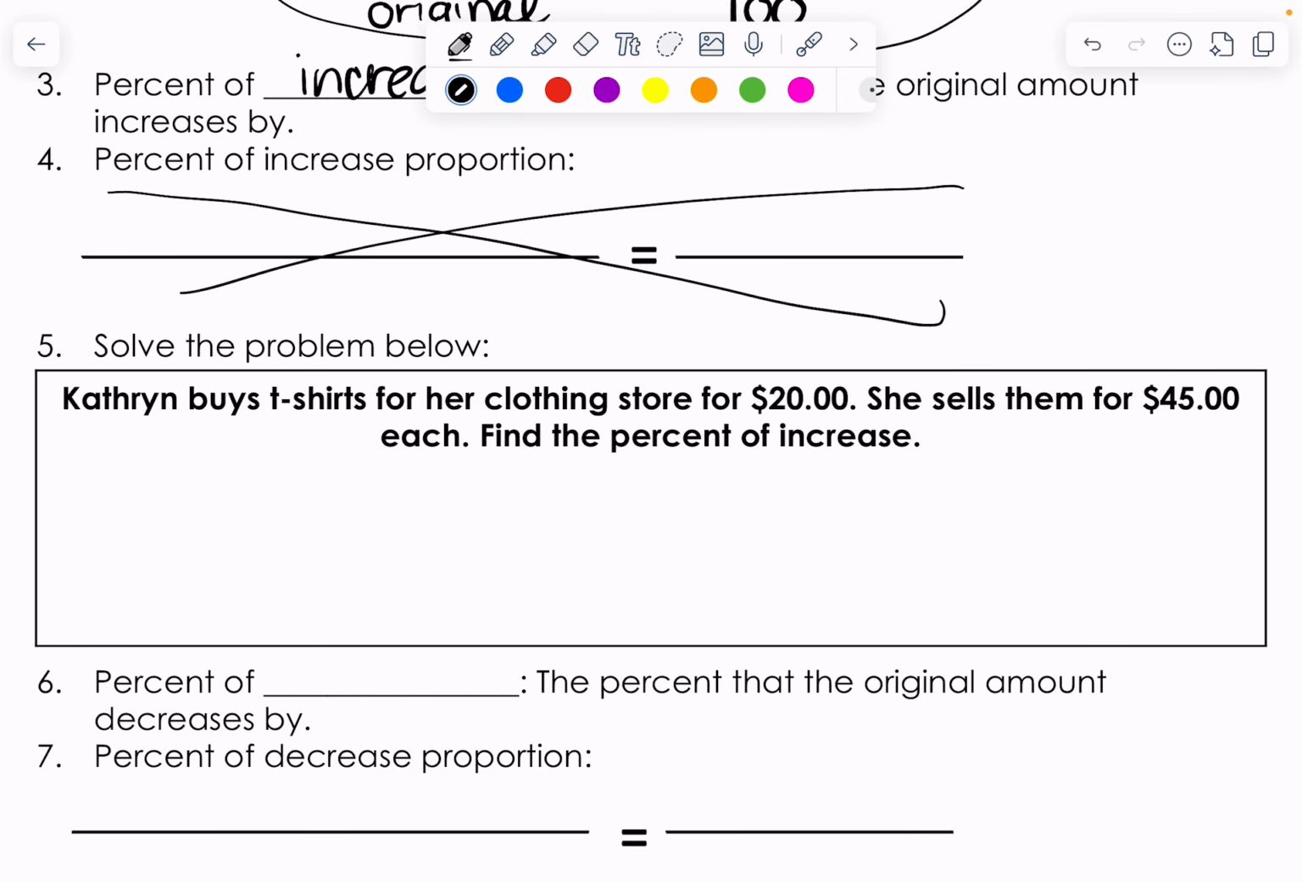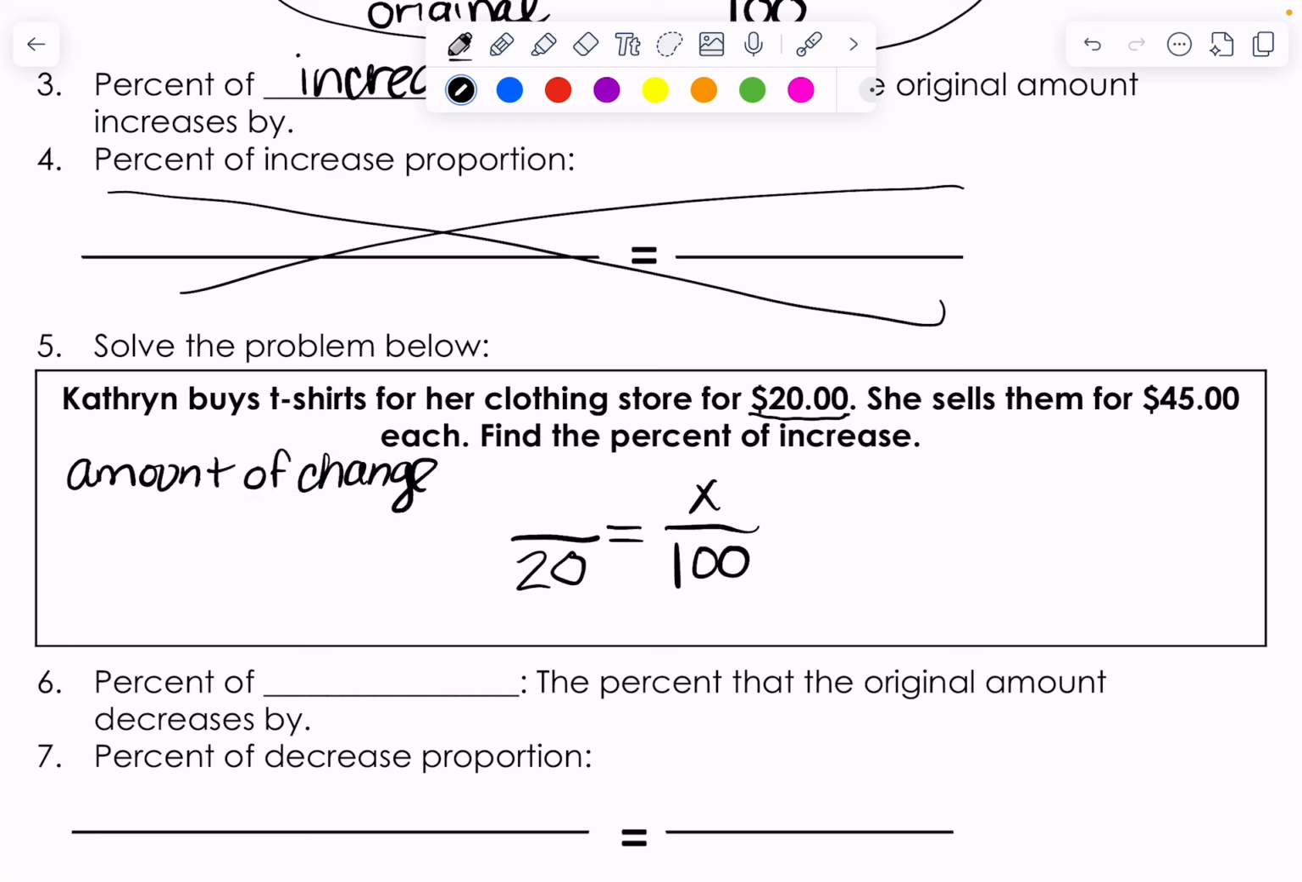Catherine buys t-shirts for her clothing store for $20. She sells them for $45 each. Find the percent of increase. So if I use a proportion, I'm going to be solving for my percent, so I'm solving for that number over 100. If I look at what the original price was, here she bought it for $20. So this is my starting number. So that means that's my denominator. And then now I need the amount of change from 20 to 45. So the amount of change from 20 to 45 would be 25. So really what we're doing is we're finding the difference between 45 and 20 to get 25.